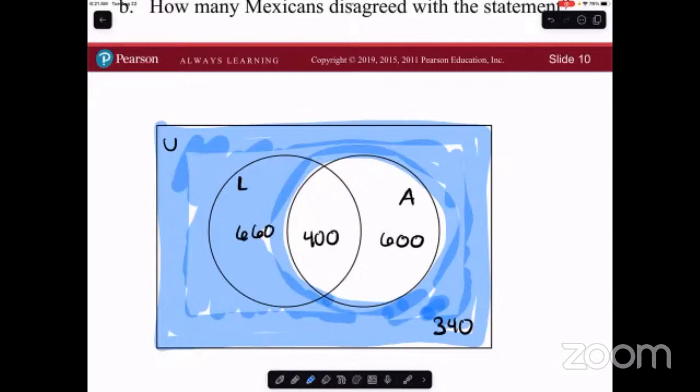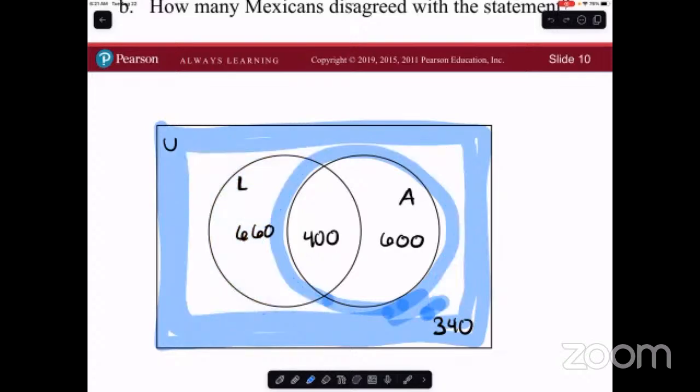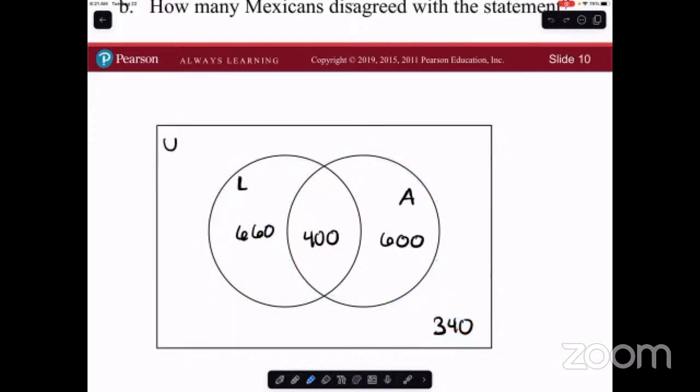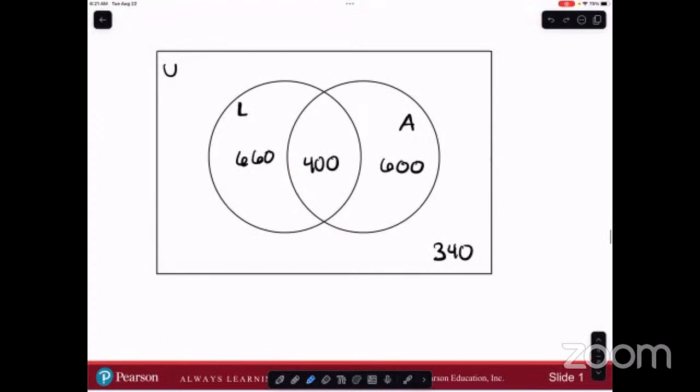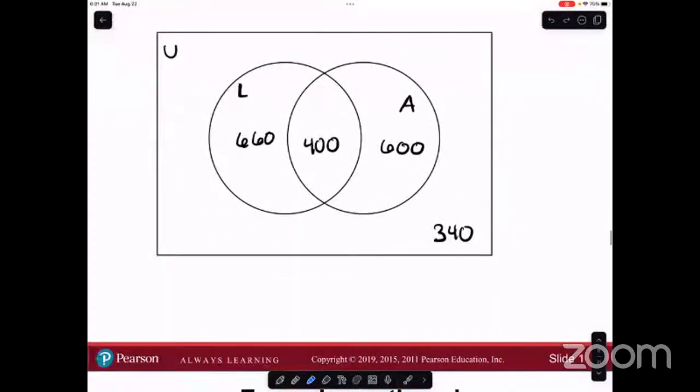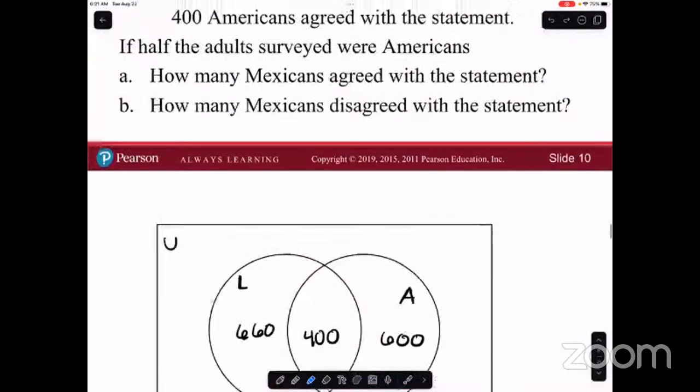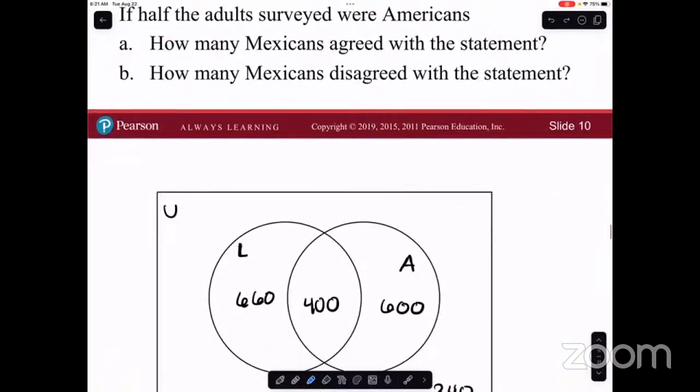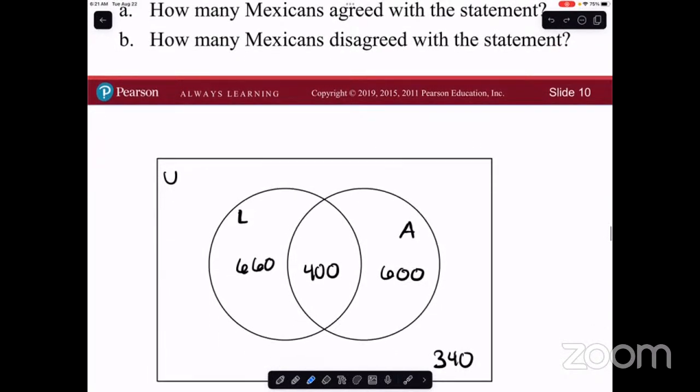It should be the 660 with the 340. So for part A, how many Mexicans agreed with the statement? So it needs to be inside the agreed, but outside of American. So that's going to be 660. So for part A, we got 660.